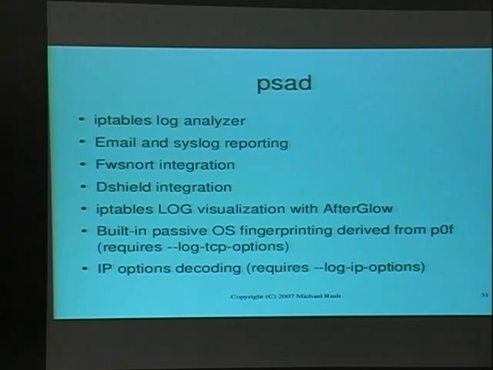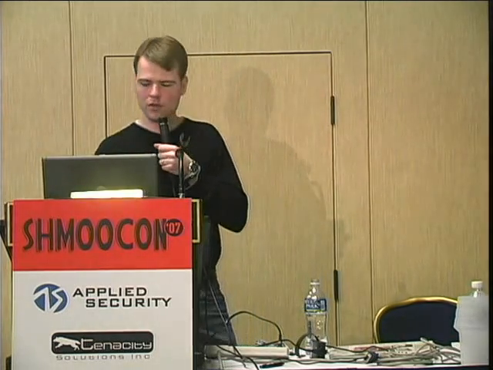psad is an iptables log analyzer. It offers both email and syslog reporting. It integrates well with fwsnort, as we'll see here in the demonstration. It offers dshield integration, and a relatively new feature added in the 2.0 series is the ability to visualize iptables logs by interfacing with the Afterglow project. It offers built-in passive OS fingerprinting, assuming that you've used the log TCP options command line argument to your logging rule. And it also decodes IP options for you. It can do things like detect source routing attempts that way. And of course, it detects many of the port scans that are generated by Nmap.